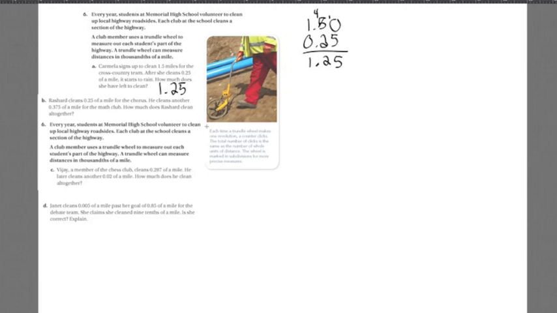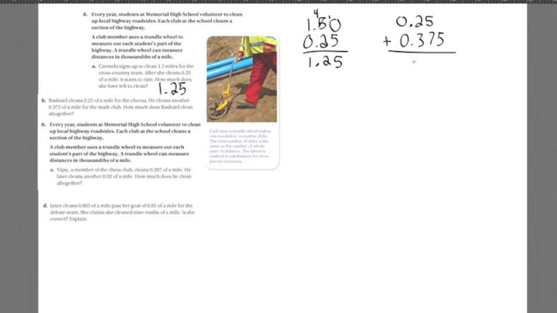Alright, for B, it says Richard cleans a quarter of a mile for the course. He cleans another 375 thousandths of a mile for the math club. How much does Richard clean altogether? When you hear that word altogether, generally speaking, you're going to be adding. So I'm going to take that quarter mile that he cleaned, and add it to the 375 thousandths of a mile that he cleaned.